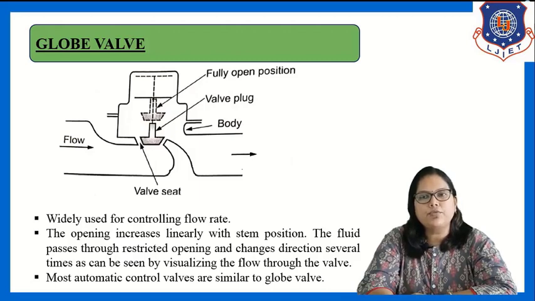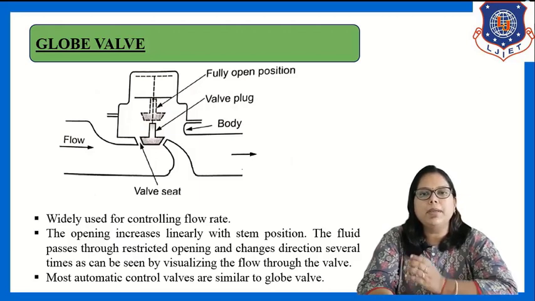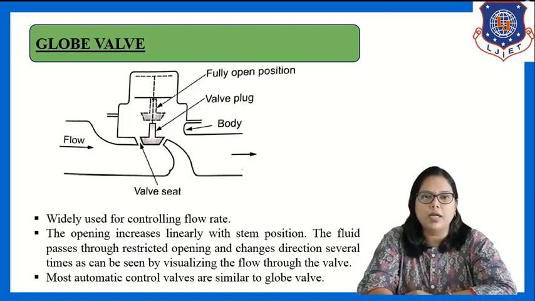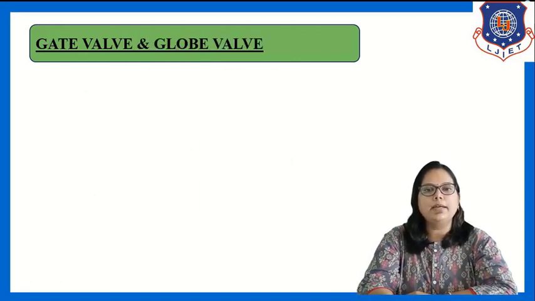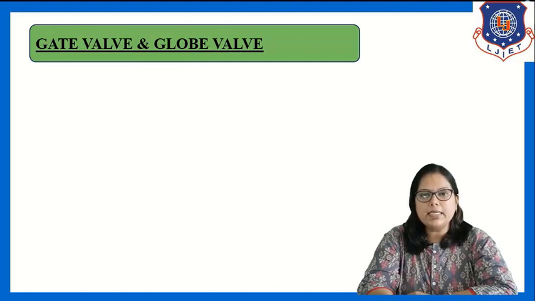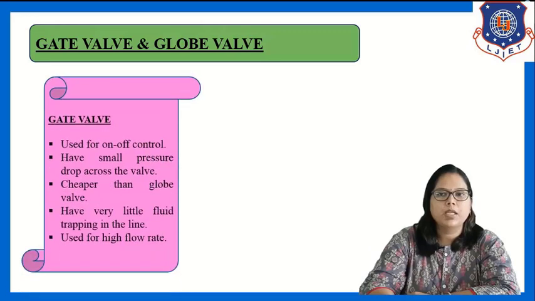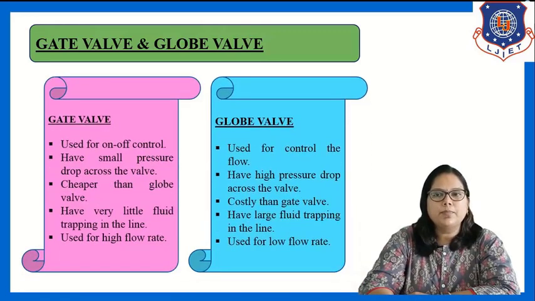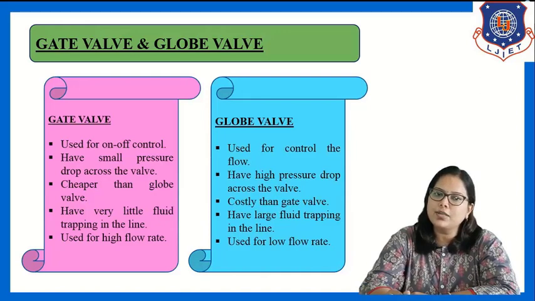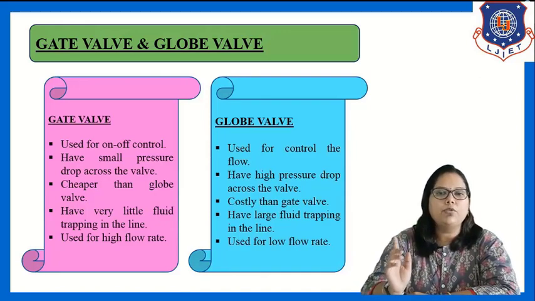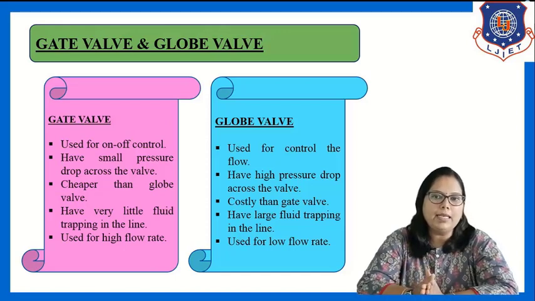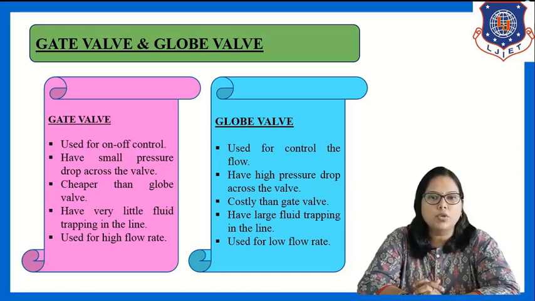So the industrial application of the globe valve is very wide. Now let us see the basic difference between these two types of valves, the gate valve and the globe valve. The gate valve is used for on-off control, while the globe valve is used to control the flow rate. This is the main difference between the gate valve and globe valve.